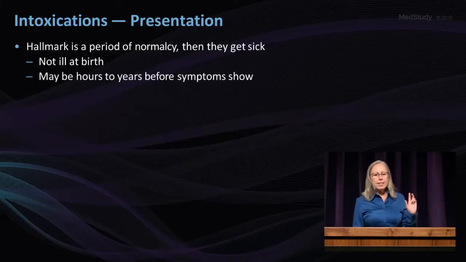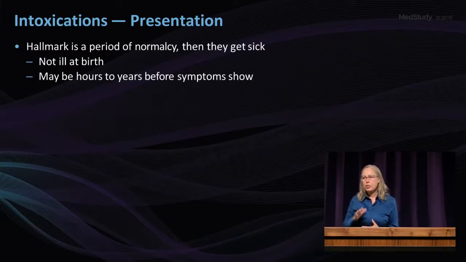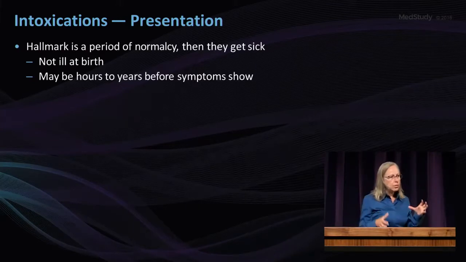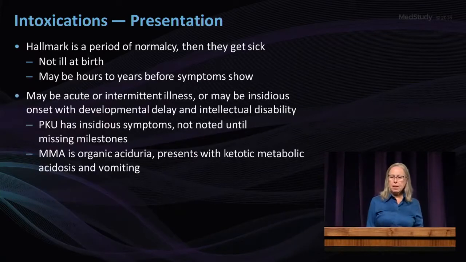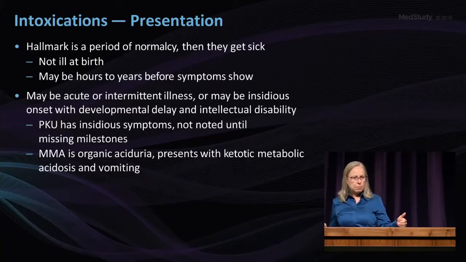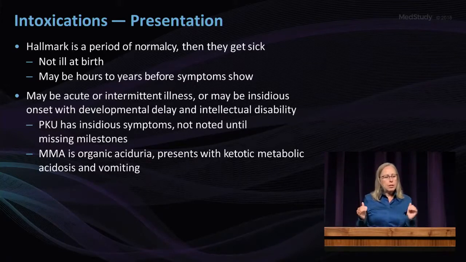The hallmark is a period of normalcy, and then the child becomes ill. So they look just fine when they're born, and it can be hours to years before the symptoms show up. They can be acute or intermittent, or they can be insidious with developmental delay and intellectual disability. So PKU is the hallmark disorder for this insidious onset and the basis for all of our newborn screening. That by the time you recognize what's going on, it's too late to intervene. So if you know what's going on, then you can intervene with a diet.